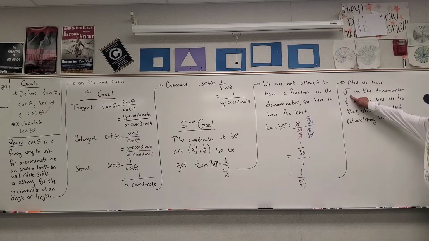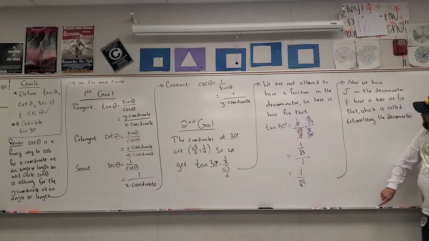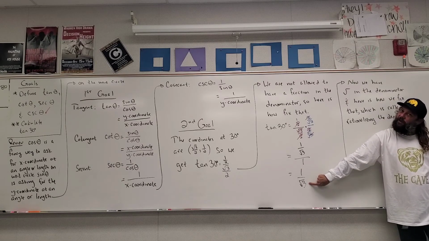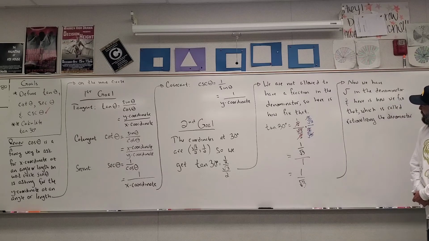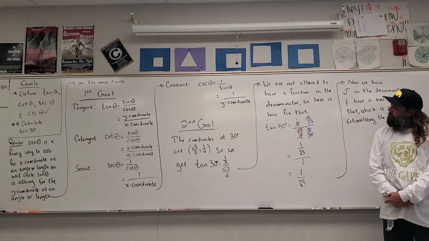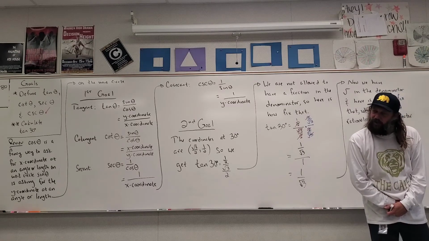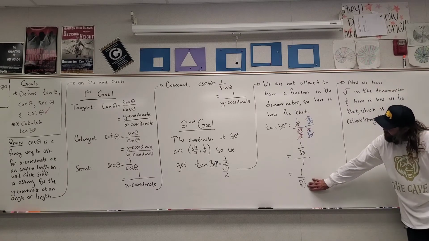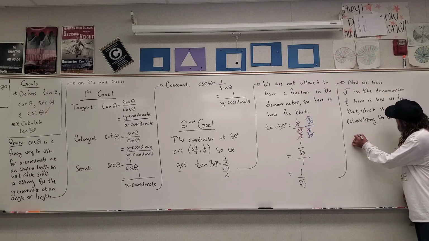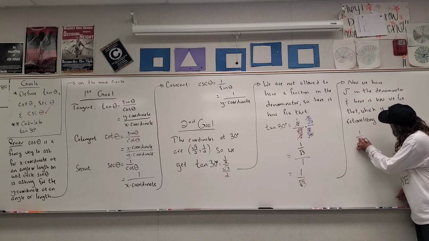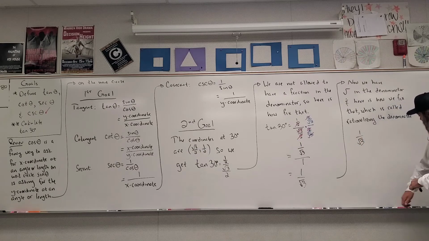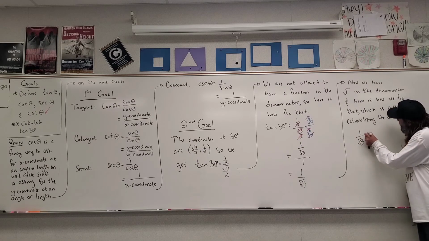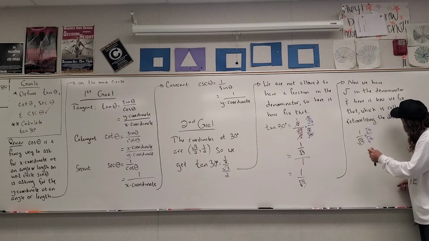But we have a square root in the denominator, and that is not allowed. Here's how we're going to fix that, which is called rationalizing the denominator. Again, we're not allowed to have a square root in the denominator. So we're going to exploit multiplying by 1, but we're going to pick a version of 1 that will allow us to cancel out that radical. So we have our 1 divided by the square root of 3. Then we're going to write a version of the number 1 that looks like this: square root of 3 divided by square root of 3.